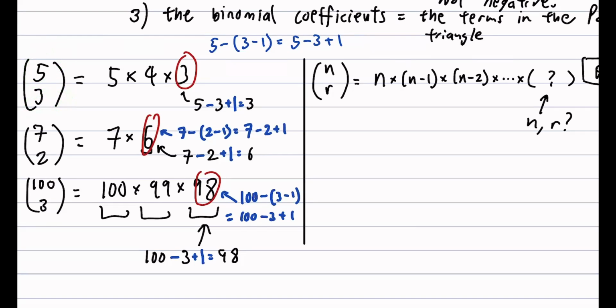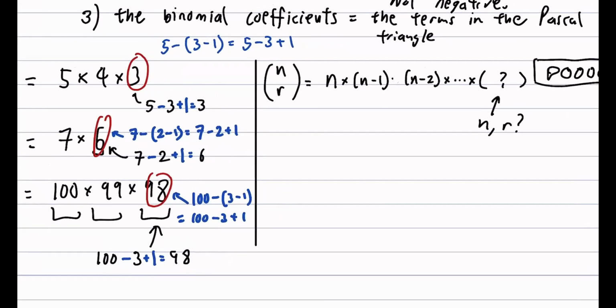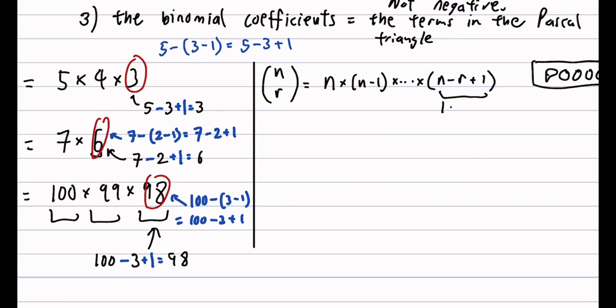So in general, the formula must end at, this is taking up too much space. I'm just gonna get rid of that. At the end of the day, you just basically have to count down all the way until you reach n minus r plus 1. Okay, that's the formula. Last term. Sorry, not last term, it's last factor. Okay, this is the general formula.